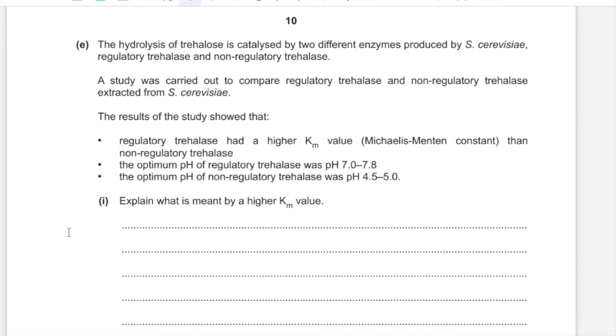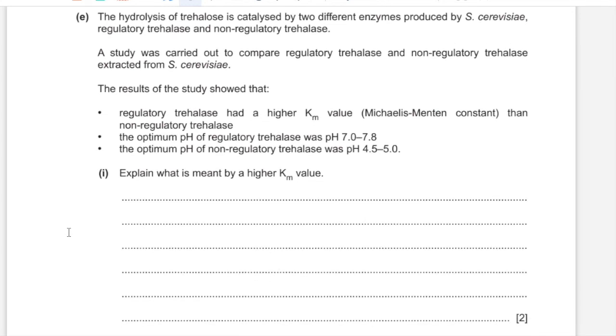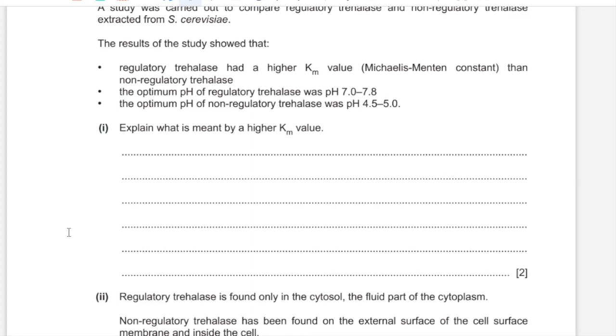The hydrolysis of trehalose is catalyzed by two different enzymes produced by S. cerevisiae, regulatory trehalase and non-regulatory trehalase. A study was carried out to compare regulatory trehalase and non-regulatory enzyme extracted from the species. The results of the study showed that regulatory enzyme had a higher Michaelis-Menten constant value than the non-regulatory enzyme.